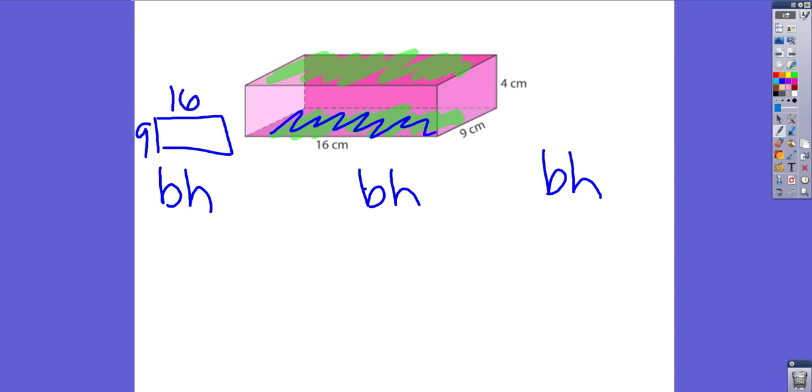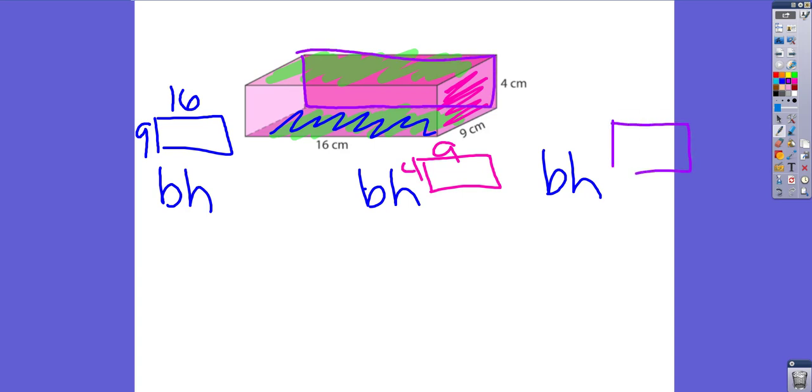Then I also have these sides right here, which measures 4 and 9. And then the last sides that I have are the ones that are right here, which that is 16 and 4. Okay. And then I have two of them because I have two on each side. So let's go ahead and find those areas.